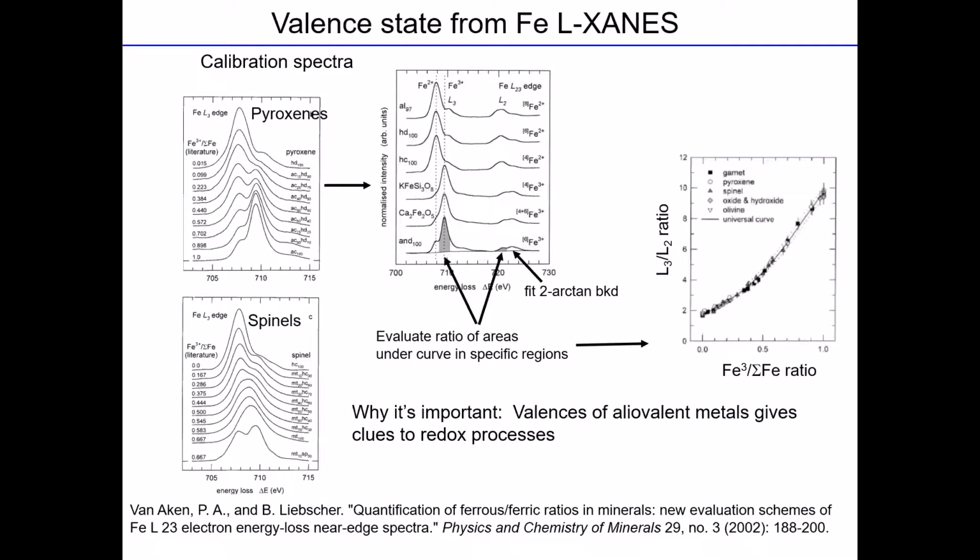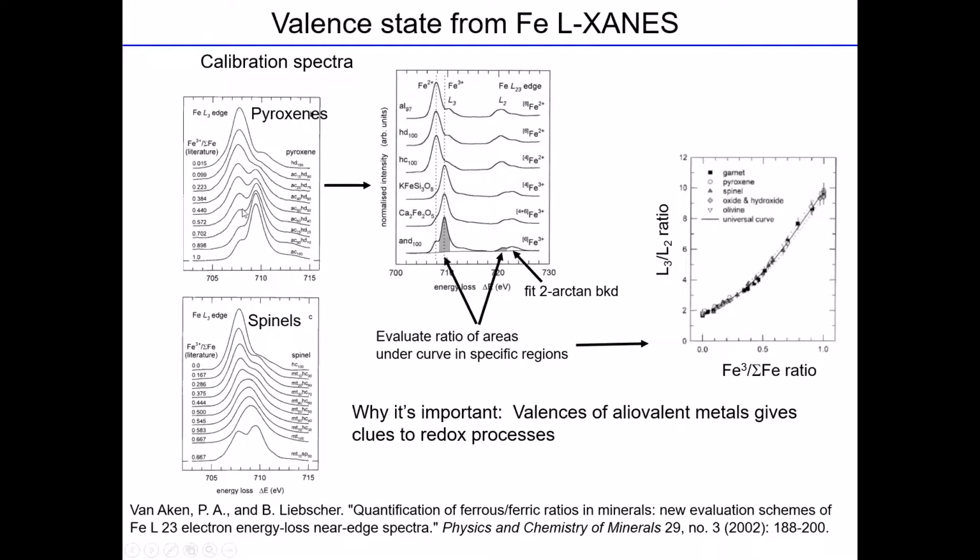One great tool for looking at all sorts of redox processes is valence state from, for instance, L-edges. Most of this is done with EELS, but EELS is really very much like XANES. So I'll consider it to be like XANES.